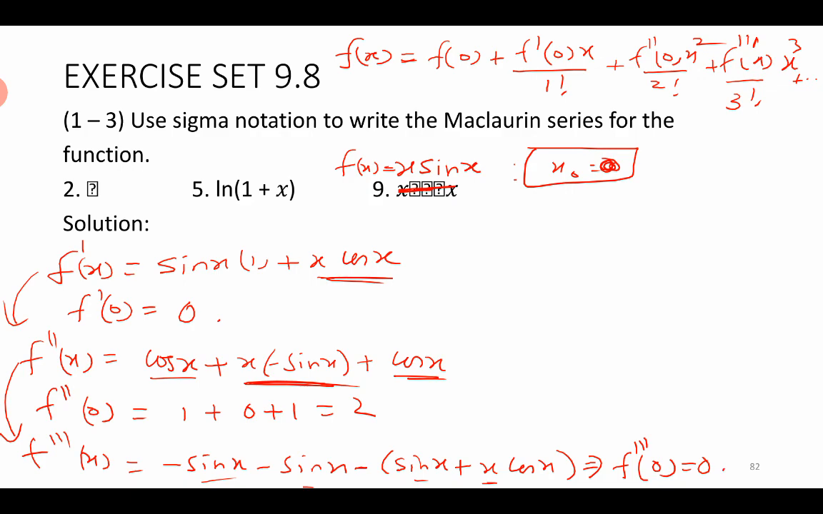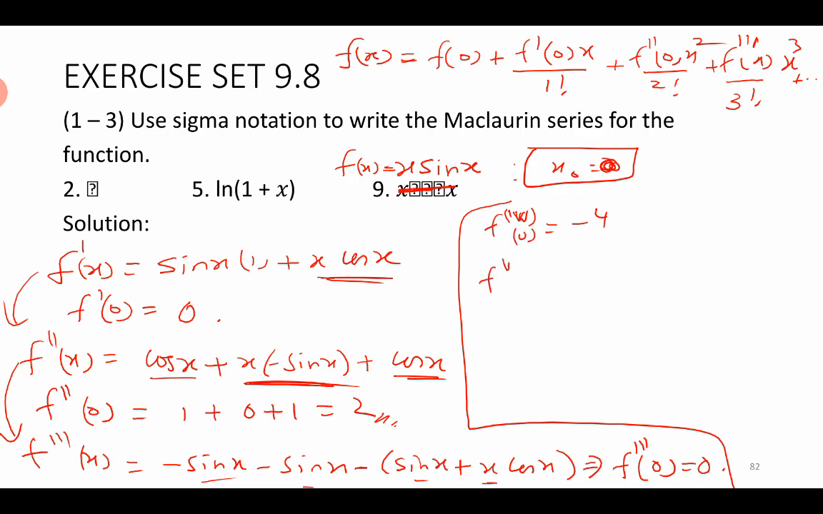See, for every odd derivative you are getting 0. For even derivative you are getting a number. So let's try 2 more terms to understand the pattern. Fourth derivative. You try, I am writing here. Fourth derivative of x sin x will give you negative 4 at 0.